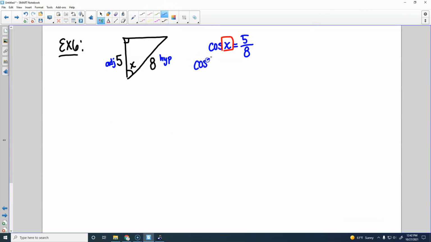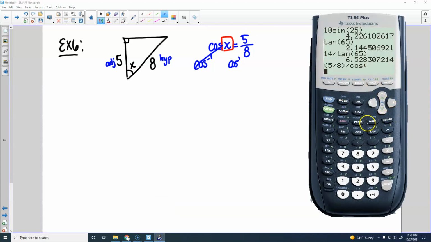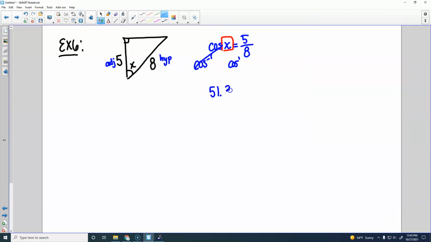So it is just inverse cosine. You do cosine inverse of this side, which is going to cancel the cosine, and then cosine inverse of 5/8. I think you probably should have done that in math too, but might have forgotten it. So cosine inverse of 5/8 is going to be 51.318. You just hit the blue button and then that cosine there, and that's degrees.